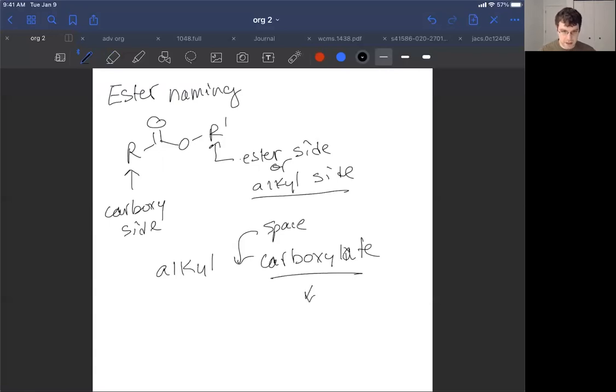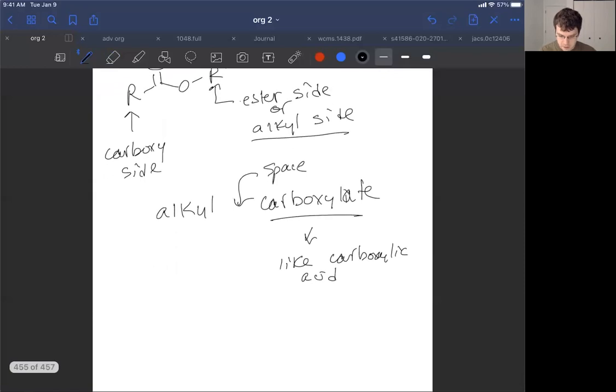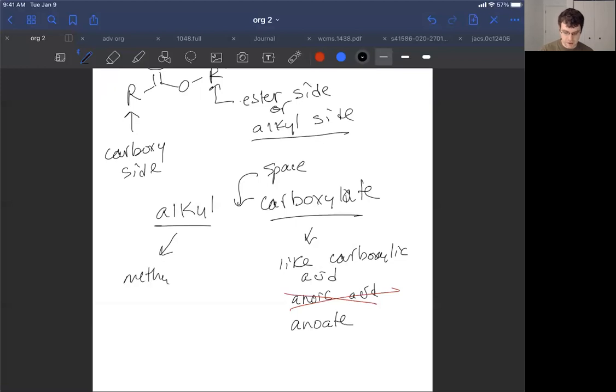Okay, now the carboxylate is like the carboxylic acid. So you name it just like the carboxylic acid, except we're going to cross out the "anoic acid" and replace it with "anoate." Okay, now the alkyl side is just like your alkyl side. This could be methyl, ethyl, whatever it is. Just name it as a substituent, like an "yl" substituent.